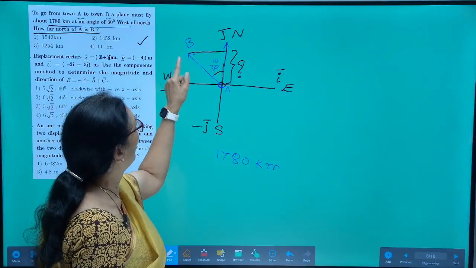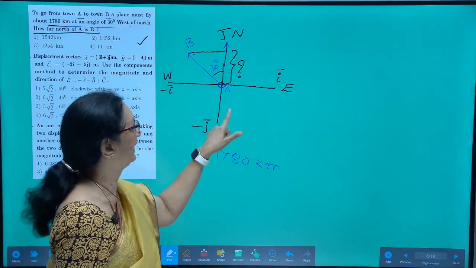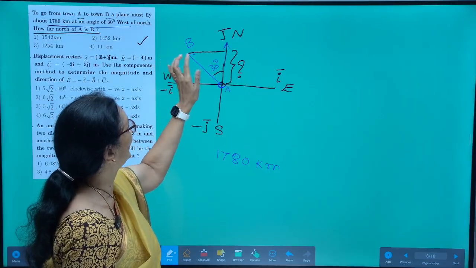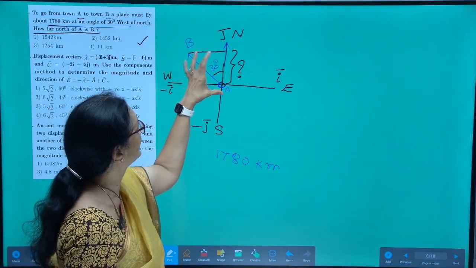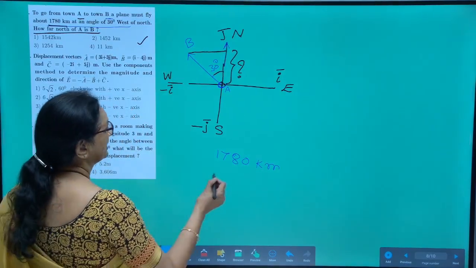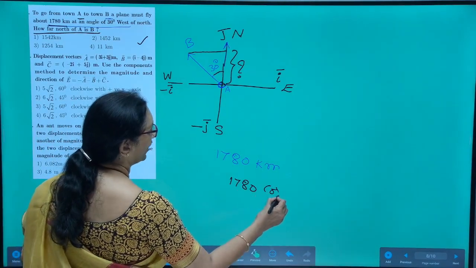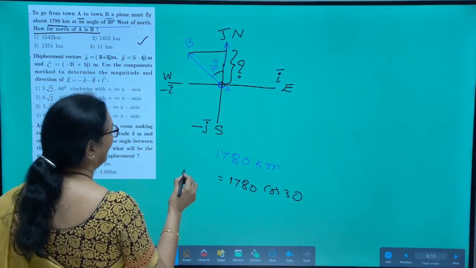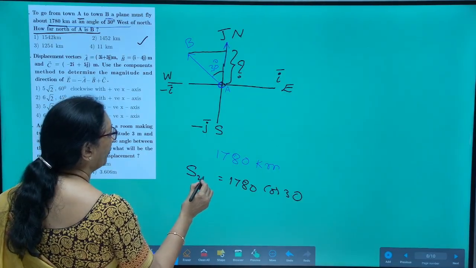So, how far is the town B north of A? This is A, this is north. The town B's distance north of A means the component of this along this direction. So, this is 1780 into cos 30. That is the distance component along the y axis.